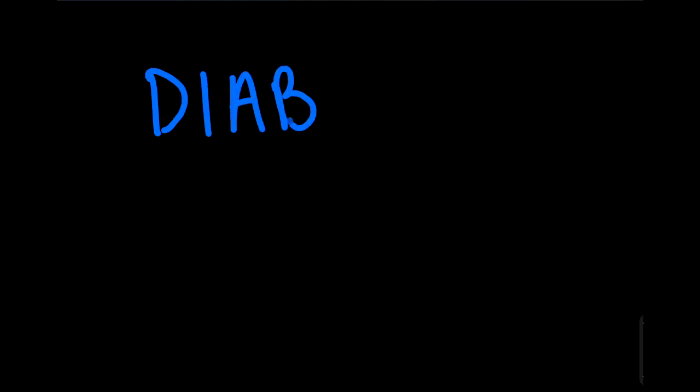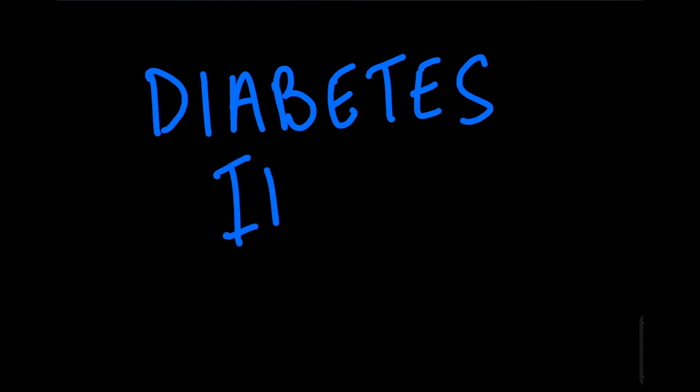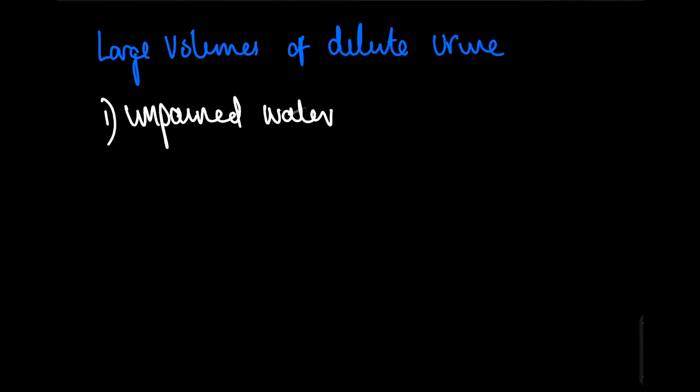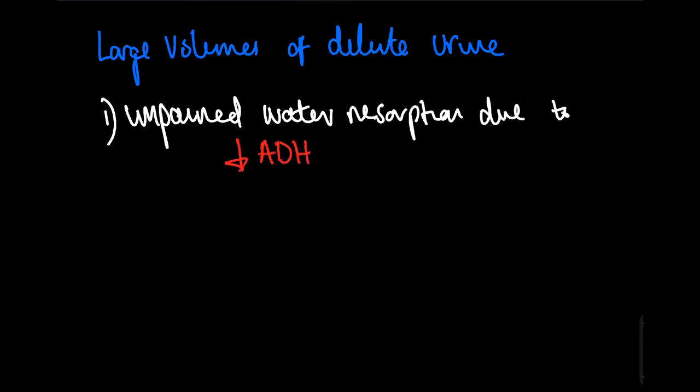Diabetes insipidus. So this is different to diabetes mellitus, which is your typical diabetes with insulin and metformin. The definition of diabetes insipidus is essentially when you have large volumes of dilute urine, and the main causes are due to two reasons. It's either due to impaired water resorption by the kidney due to a decrease in ADH secretion, or an impaired response of the kidney to ADH.